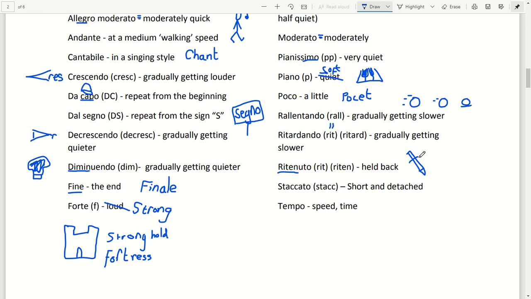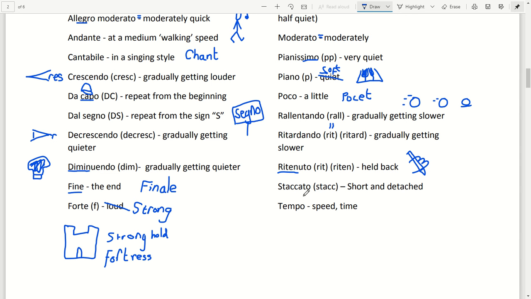And what do you do to a pen? You hold it. So what do you do with a pen? You write. So if you're doing something written, you hold your pen, you hold back. So ritenuto, held back. Whatever works for you. Come up with a mnemonic that works, be it something silly, like the drawing of someone walking, or something based on the actual word itself.